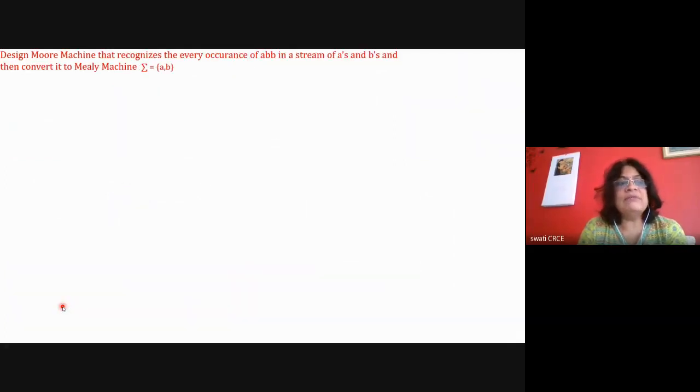Now again we'll see one more problem of Moore machine to Mealy machine conversion. So write down the problem. Design a Moore machine that recognizes every occurrence of ABB in the streams of A's and B's, and then convert it to a Mealy machine. Sigma is equal to {A, B}. So your input is a combination of A's and B's.